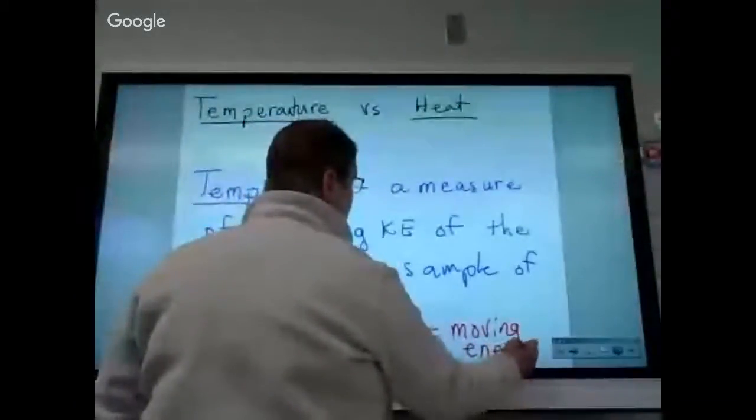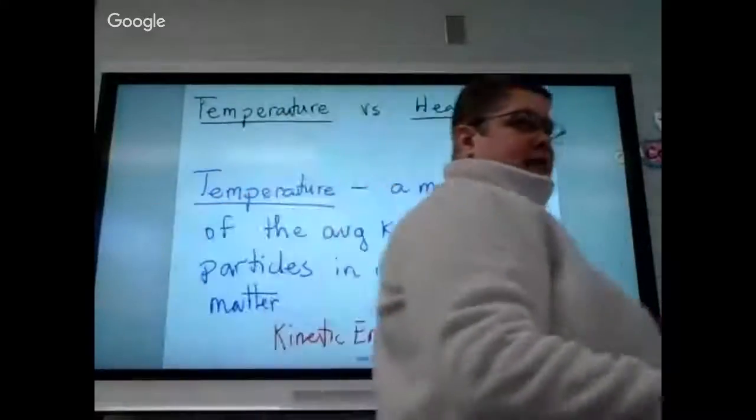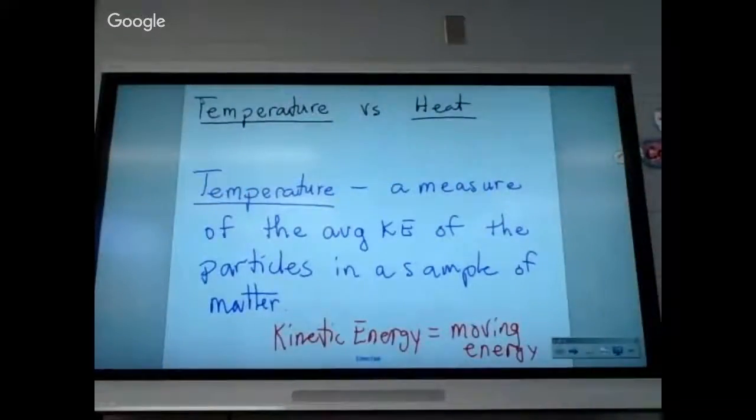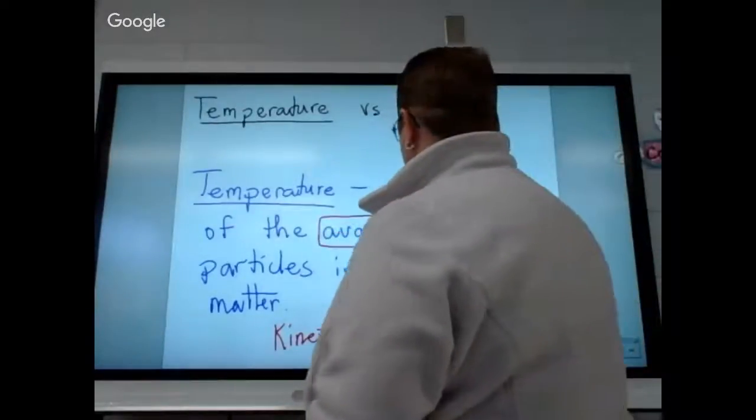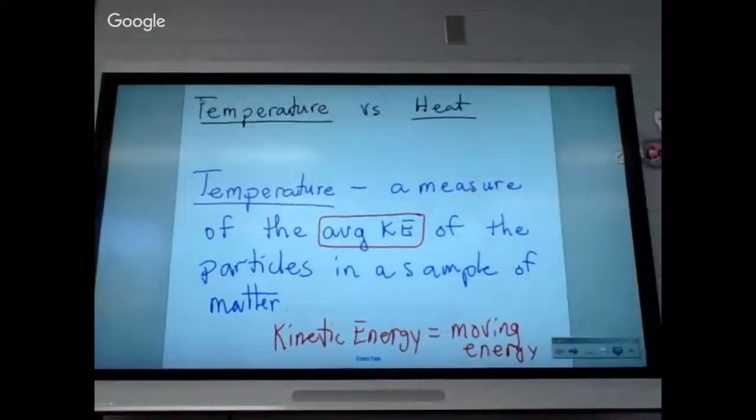So, what do you know about all the particles I'm describing in this definition? Are they moving or are they staying still? They're moving. Okay, so all these particles are in motion. So when temperature goes up, the particles are moving faster. So I measured the average kinetic energy of the particles in a sample of matter. So what's the most important key phrase in that definition? Because it's what makes temperature and heat different. Average. We're going to use a completely different math term to talk about heat because it's not going to be based on average. It's a completely different math word.